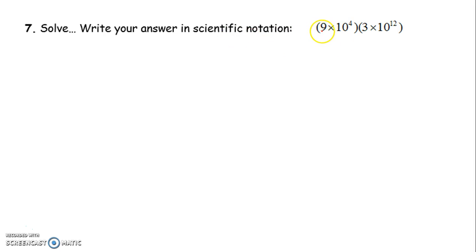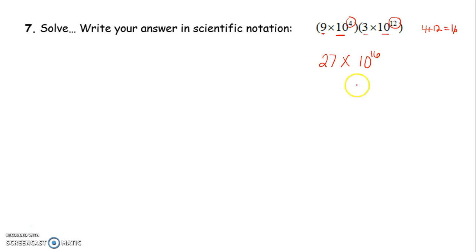It says 9 times 10 to the 4th times the quantity 3 times 10 to the 12th. Well, we know when we're multiplying in scientific notation, you just multiply your first factors. 9 times 3 is 27 times 10 to the, well, when you have the same base and you're multiplying, you keep the base and you add the exponents. We know that from our multiplication rules. So 4 plus 12 is 16. So this is 27 times 10 to the 16th.